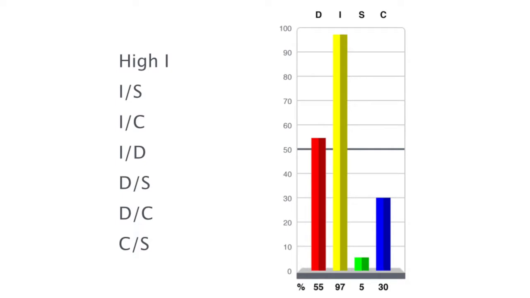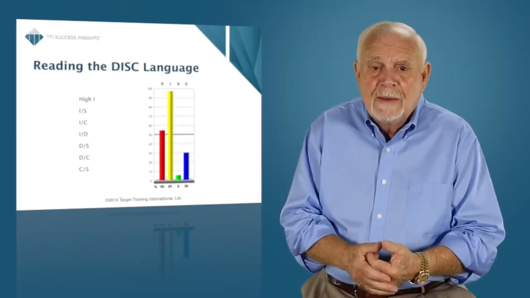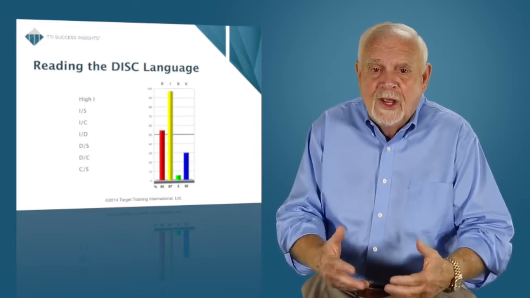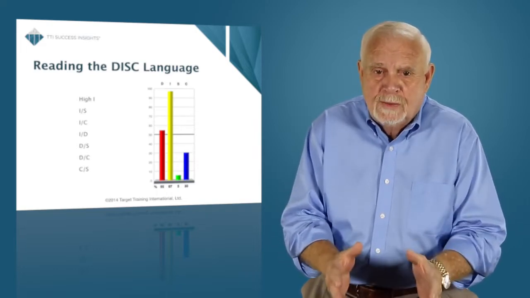Okay, let's look at this graph. We see the I is the highest, so we're going to talk about the I first, and then we're going to talk about the relationship of the I and the S, the I and the C, the I and the D. Now we've got to look at the D and the S, the D and the C, and then the C and the S. So you can go to Chapter 5 and collect information that would allow you to talk about those people.